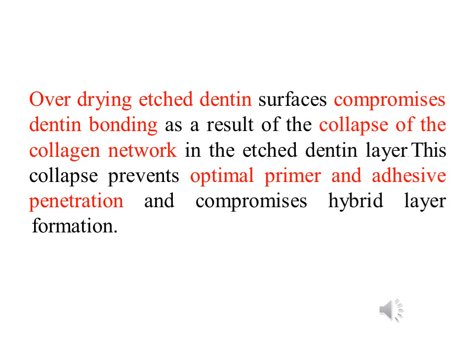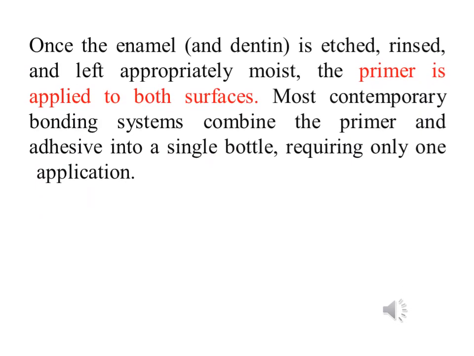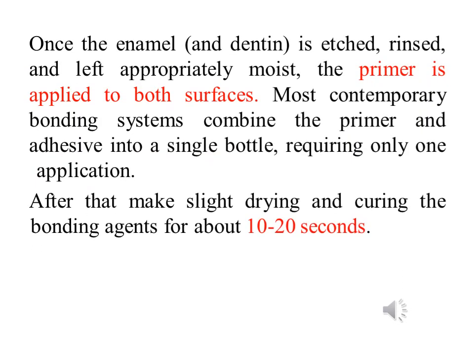يعني إذا عملنا over drying للarea, that means راح يساعدنا collapse and closure to the micro undercut holes, which lead to prevention of the penetration of the primer and bonding, which lead to the failure of the formation of the hybrid layer. So the surface must be moistened, not dried.